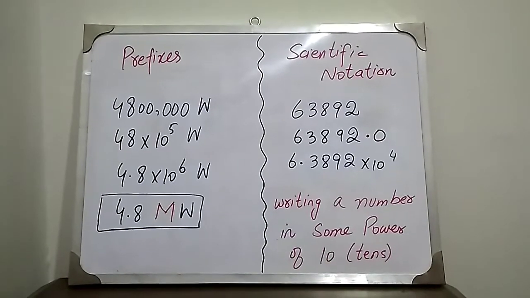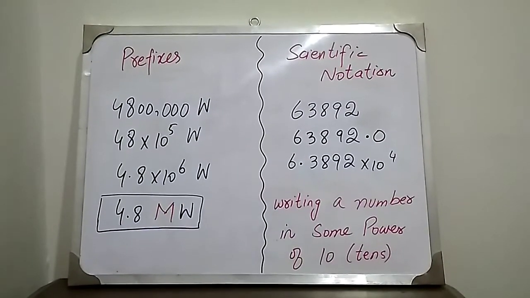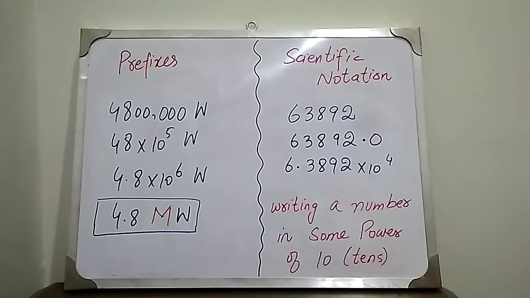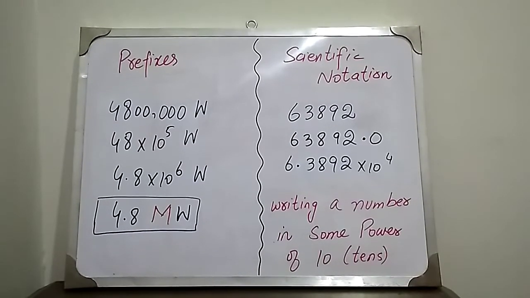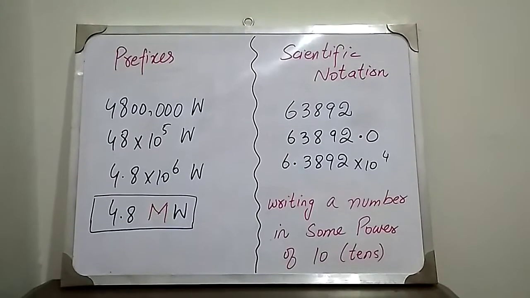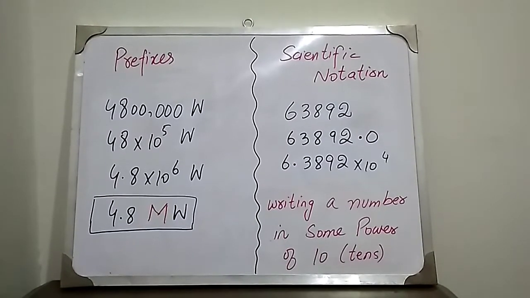Prefixes can be written in powers of 10, yes, but here we are using symbols to explain the powers of 10 further. Symbols are important, like atto, femto, pico, kilo, giga, mega. These are the symbols for powers of ten. That's why 4.8 × 10^6 watt is written as 4.8 megawatt.